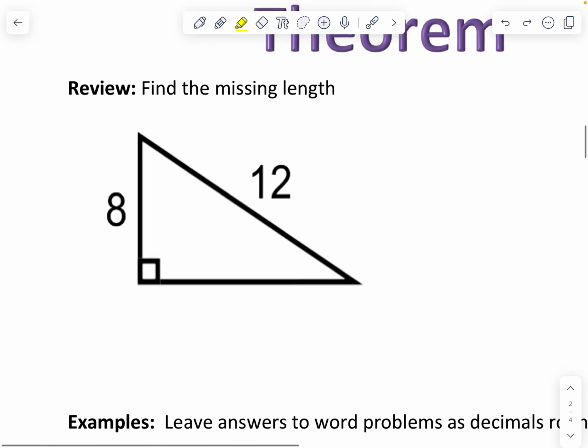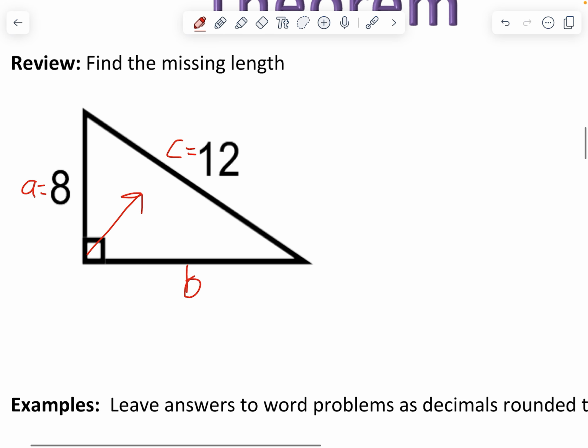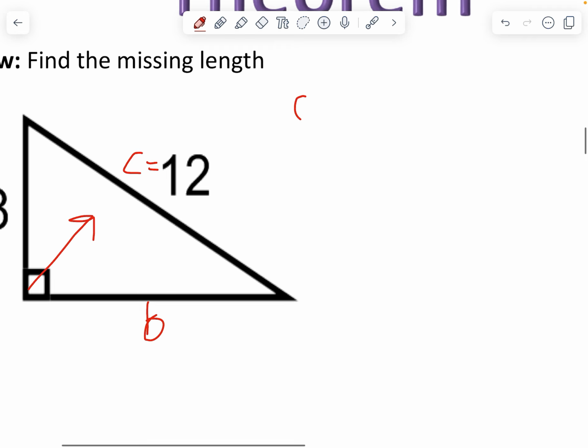So for this question right here, where is the hypotenuse? Well, we draw an arrow across from our right angle. We're pointing at the hypotenuse, so it's this side, which means that C is 12. That means that A is 8, and B is our missing side that we are trying to find. So we're going to plug our numbers into the Pythagorean theorem. That's going to give us 8 squared plus B squared equals 12 squared. And then you want to solve for your missing value.